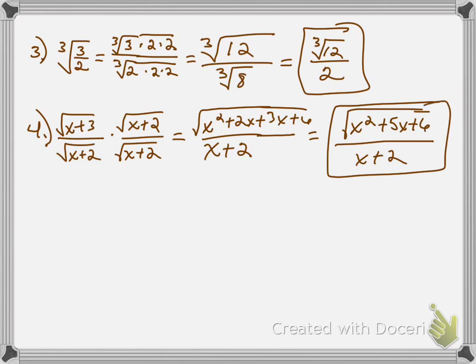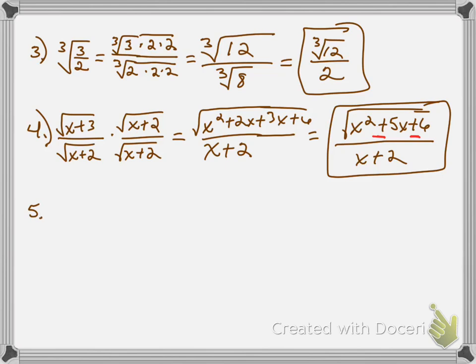And no, you cannot take the square root of x squared, because you got these pluses inside. If you have pluses, you cannot take the square root of x squared. It has to be multiplication in order for you to take the square root. All of it has to be multiplication in order for you to take the square root.